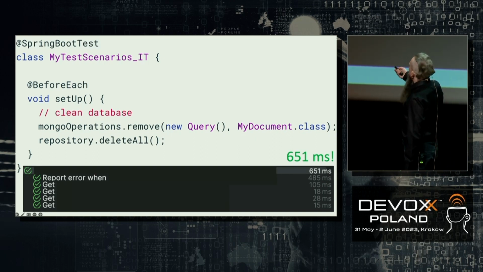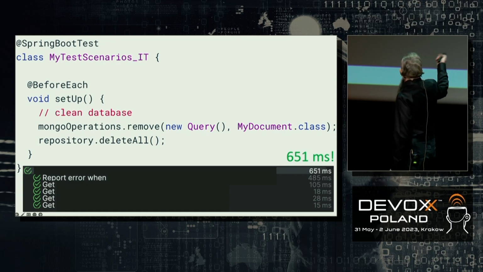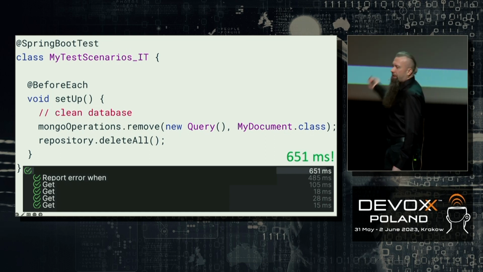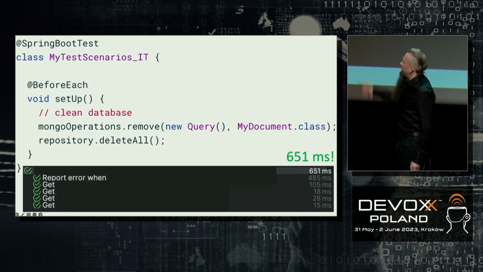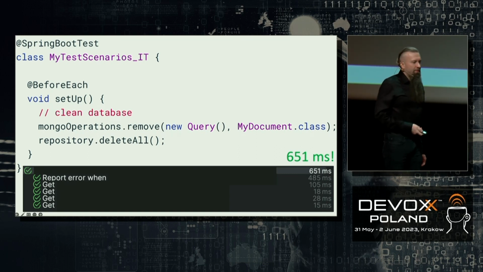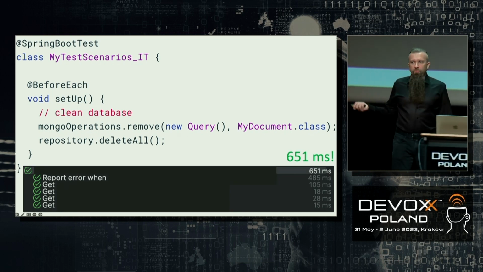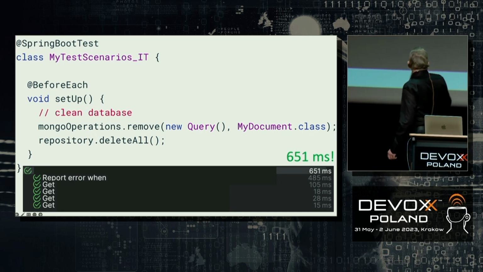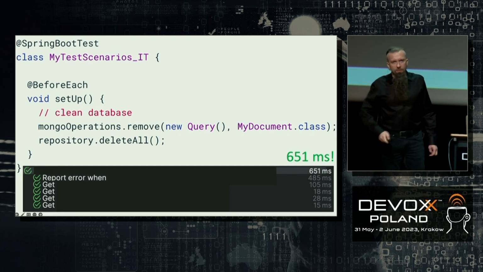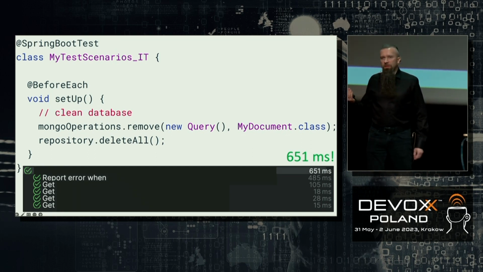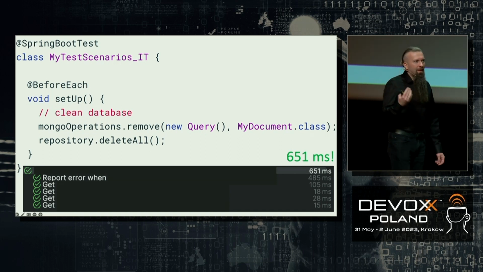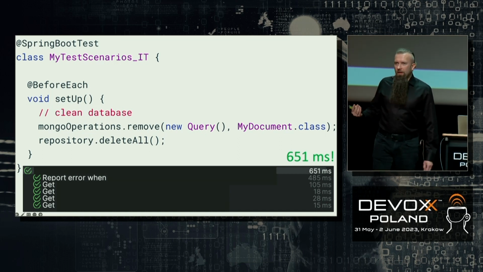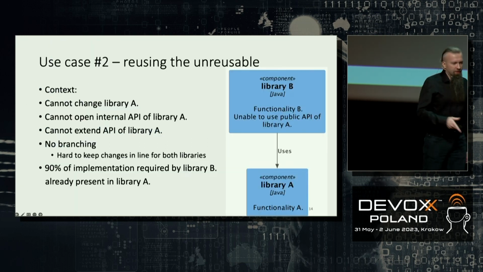For Mongo, you can just use Mongo operations, remove everything for my document. If you have other operations for deletion on your repository, just delete all and create a regular setup method. And then we just reduced from 27 seconds to 651 milliseconds. Recently, I was able to reduce the speed on the real project from 12 minutes to 5 minutes. If you are doing heavy development on such a code base, believe me, this is a significant change.